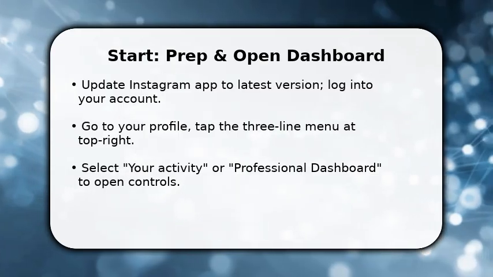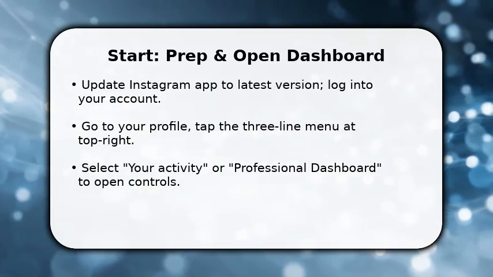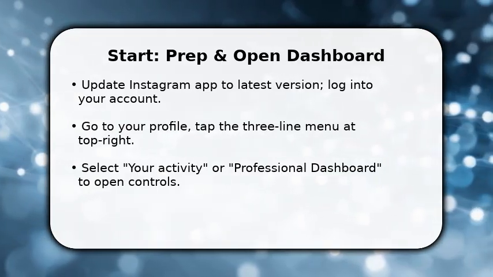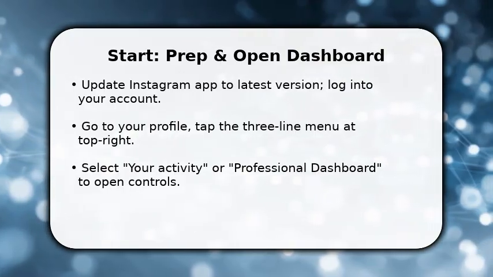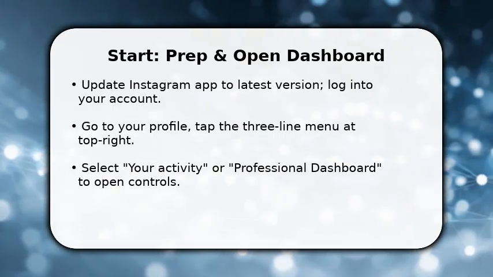You've got the essentials ready, app updated and logged in. Now open your profile and tap the three-line menu at top right. This is where the dashboard lives. Choose your activity or professional dashboard depending on your account type. Once done, scan the overview pane for time, interactions, and shortcuts.